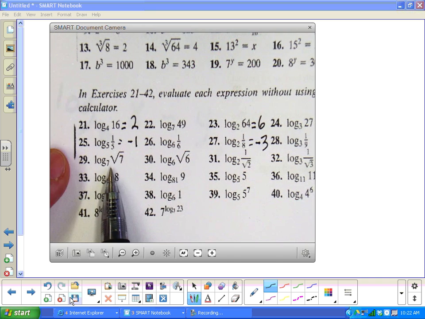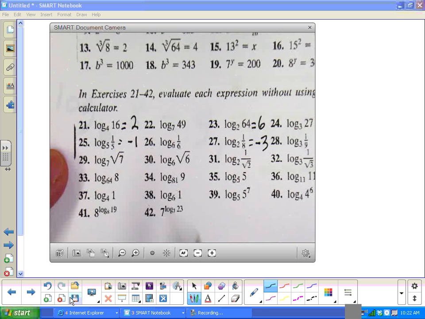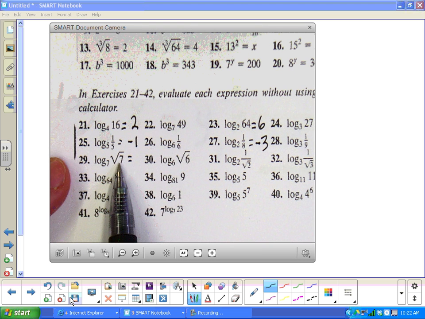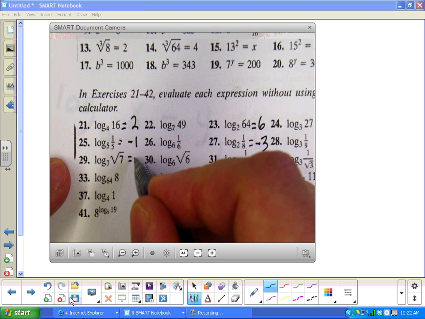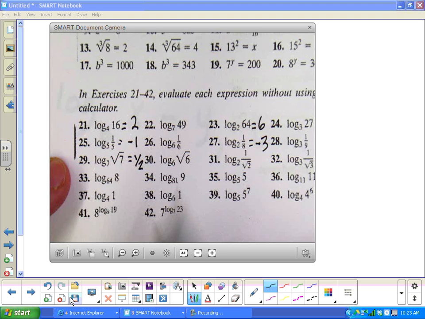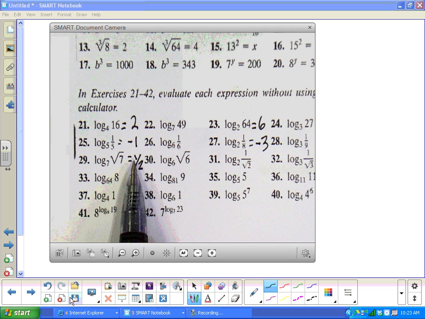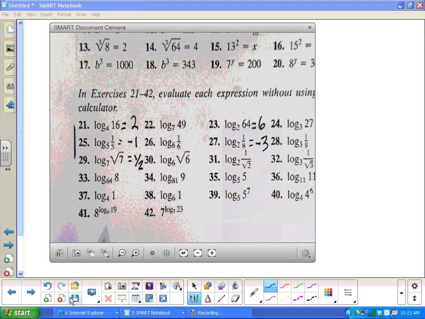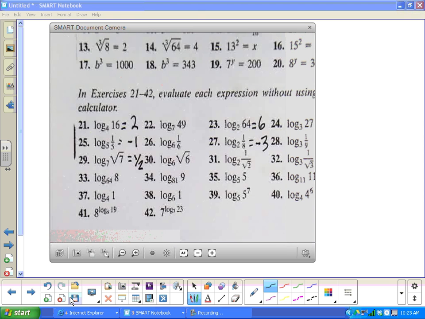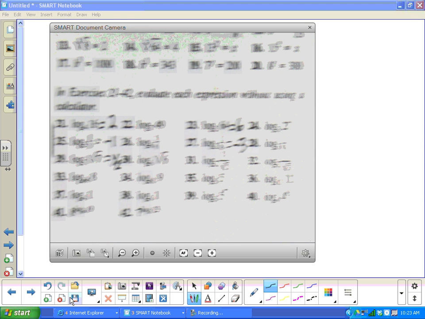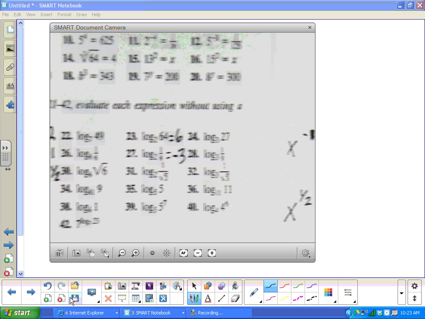Now, I'm going to ask what 7 raised to what power is equal to the square root of 7? To the 1/2 power. Because what does 1/2 power really mean? Square root. Now, what if I had cube root of 7? It would be the 1/3 power. So cube root means 1/3 power. Square root means 1/2 power. All right, let's look at number 31. Let's see if you can get this one.